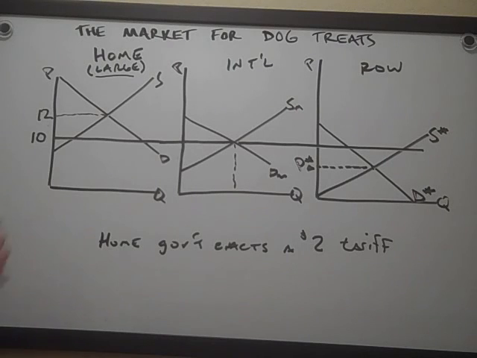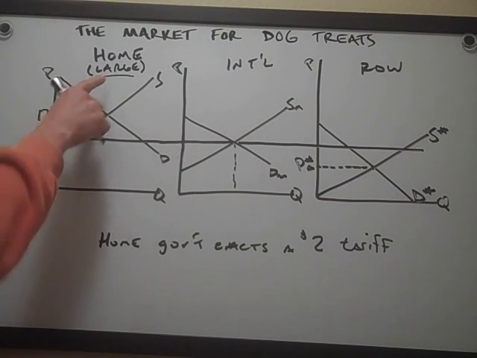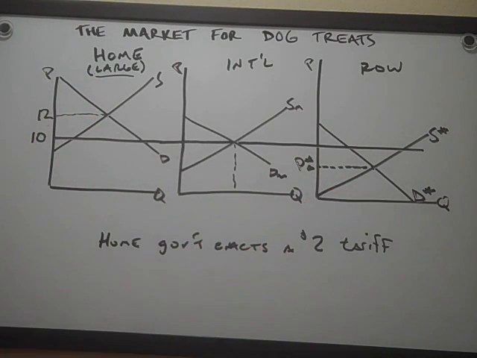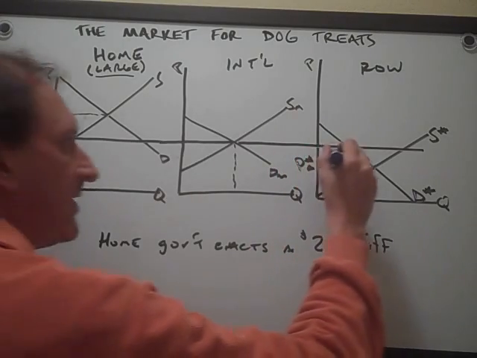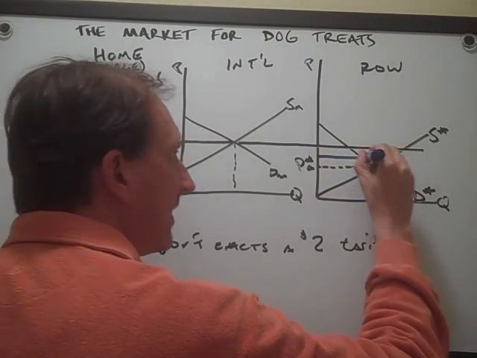But this is not a small country. Now we're assuming home is a large country. So the row producers might then say to themselves, I don't want to be shut out of that market, so maybe I'll take a little bit lower than $10 for a unit of dog treats. And then instead of taking $10, they might take $9.